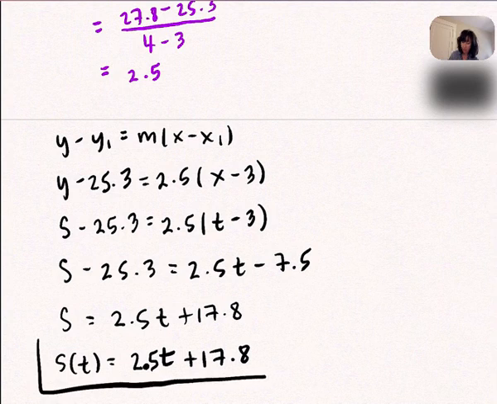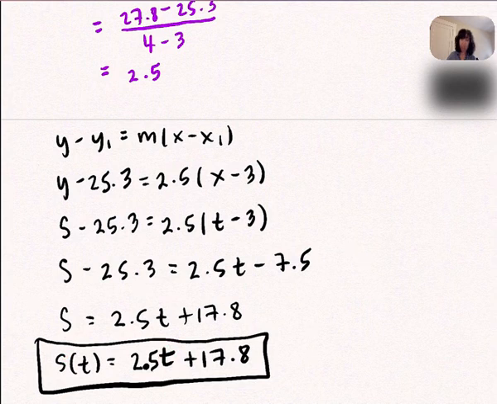What is this function here? It's a linear function that gives the sales, or s, in terms of t, the number of years after 2010.